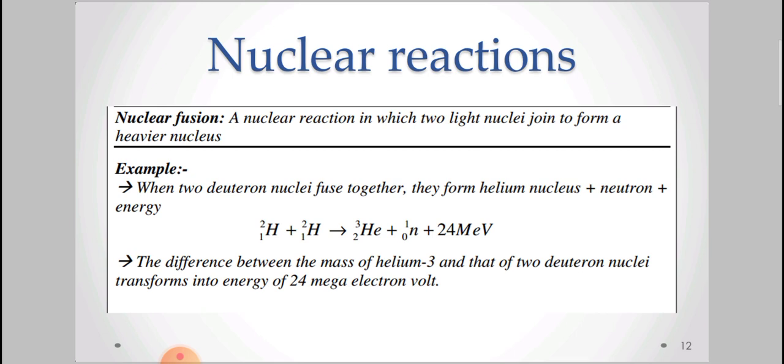Nuclear fusion, number 4, is a nuclear reaction in which 2 light nuclei join to form a heavier nucleus. Example, when 2 deuteron nuclei fuse together, they form a helium nucleus plus a neutron plus energy. Two deuterium nuclei, H-1-2, join together to give a helium nucleus plus 1 neutron plus 24 MeV, million electron volts. The difference between the mass of helium and that of 2 deuteron nuclei transforms into energy.